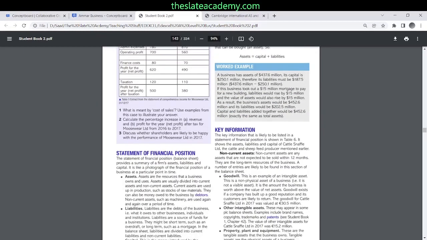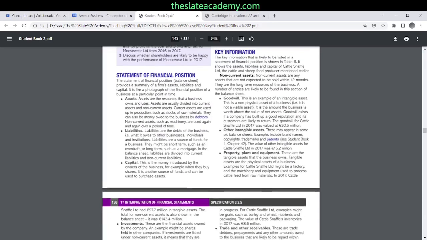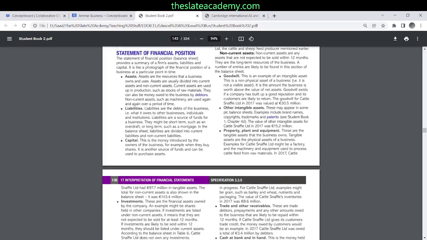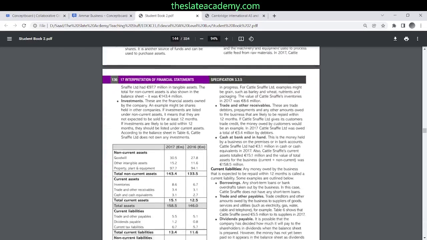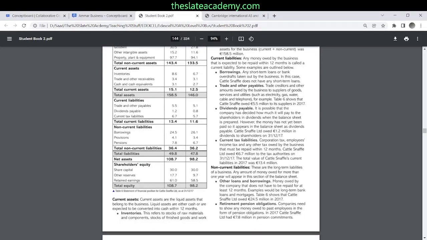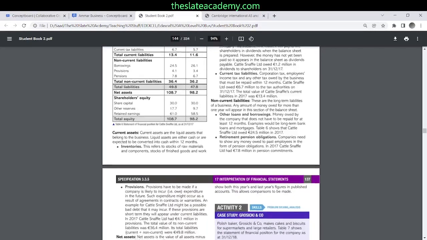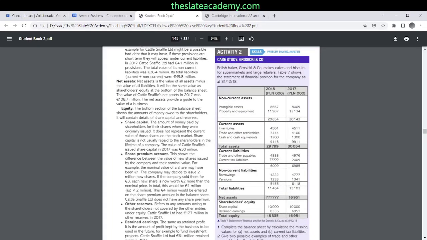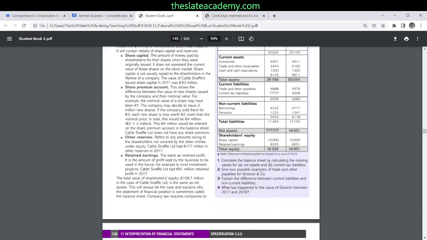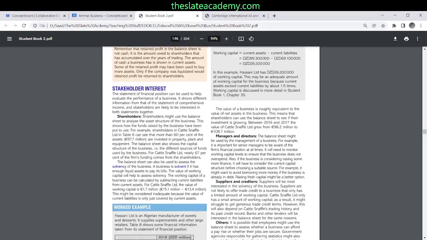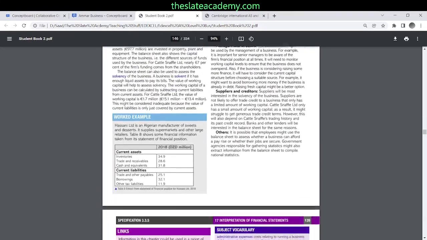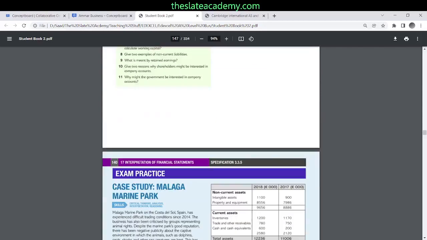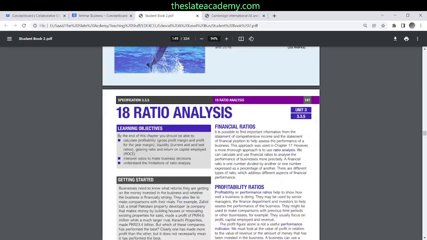Statement of financial position information: intangible assets are the ones which can't be touched, such as software sometimes, goodwill if you have acquired it, licenses if you have any. Current assets, current liabilities, non-current assets. Non-current liabilities which you'll have to pay back after a period of 1 year. Current liabilities which you have to pay back within 1 year. Okay, stakeholders' interest. Let's move to ratio analysis.